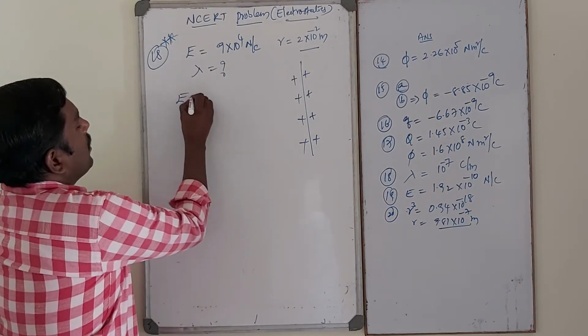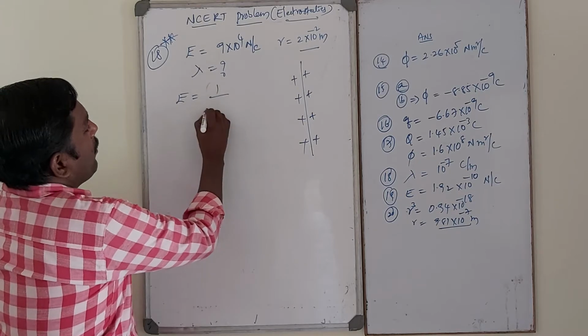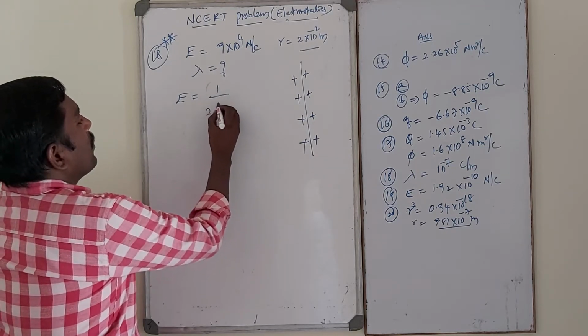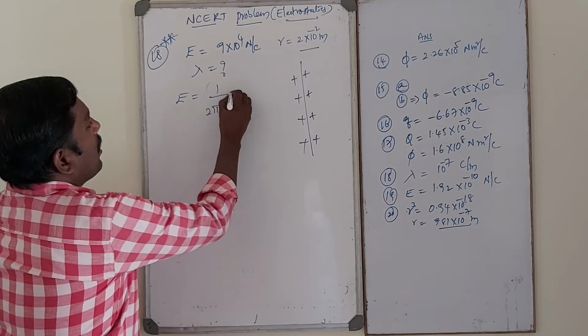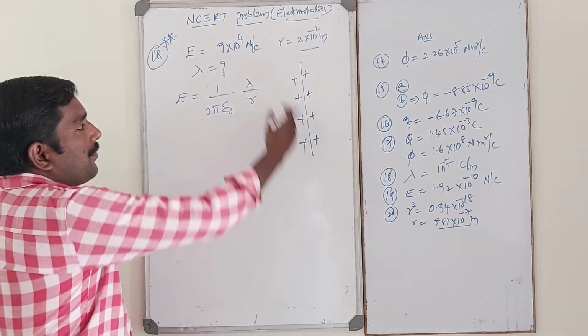See, E is equal to 1 by 2 pi epsilon naught into lambda by r. This is the expression for electric field due to infinitely charged wire.